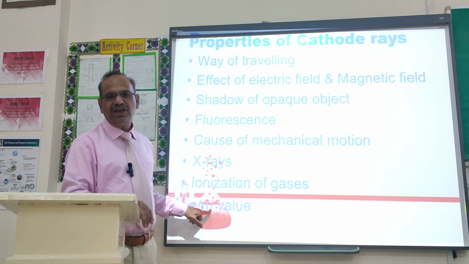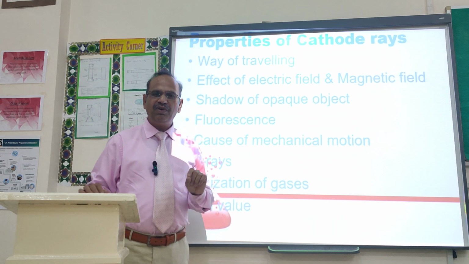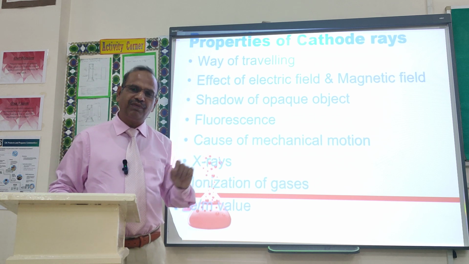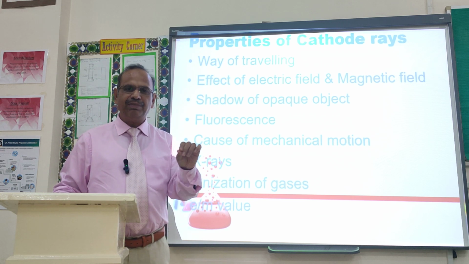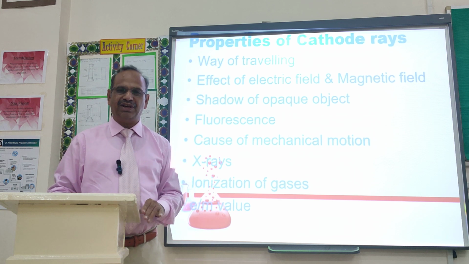At the end, they found the e/m value and concluded that the e/m value of the particles of the cathode rays is the same as that of the electron. So in this way, the electron was discovered.